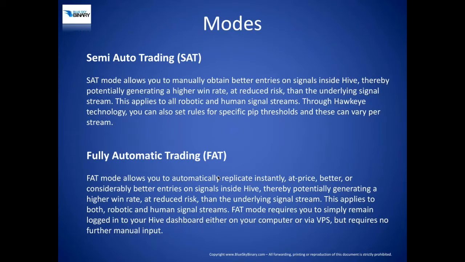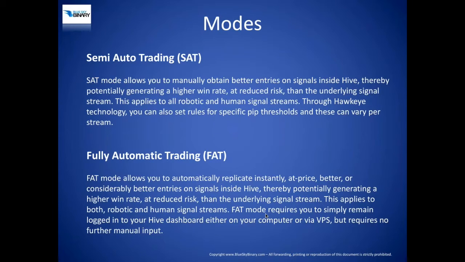at a reduced risk than the underlying stream. And now this again, like the SAT mode, which is semi-automatic trading, applies to both robotic and human signals. Okay. The thing about the FAT mode, also known as FAT inside the community, or fully automatic, this actually requires you to remain logged into your Hive dashboard, and it simply requires a connection to your account.